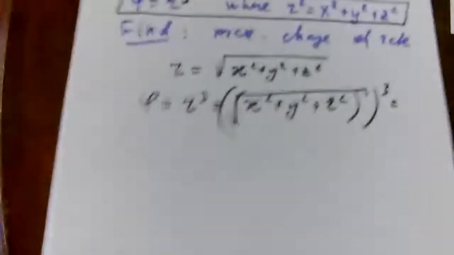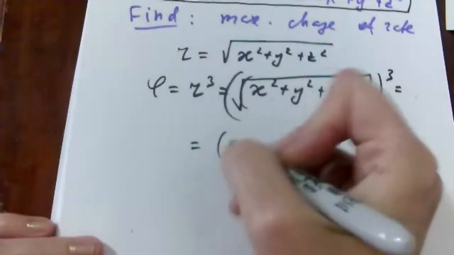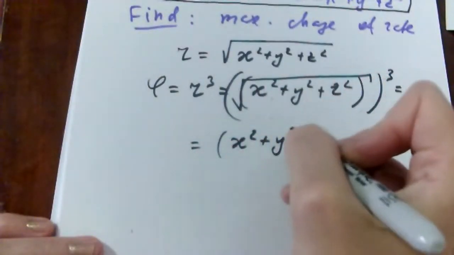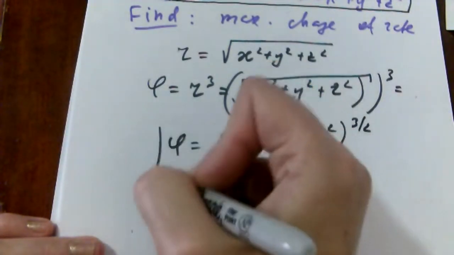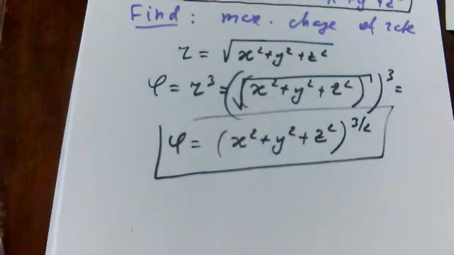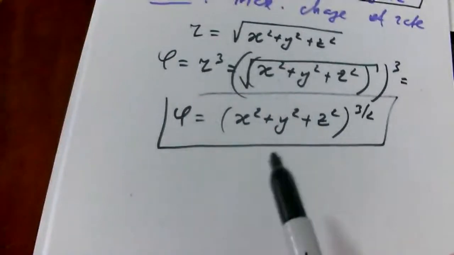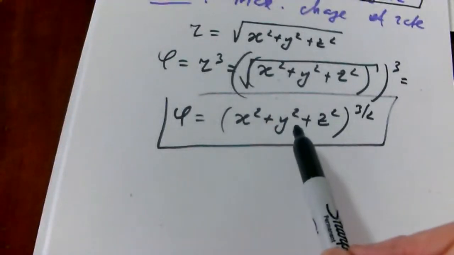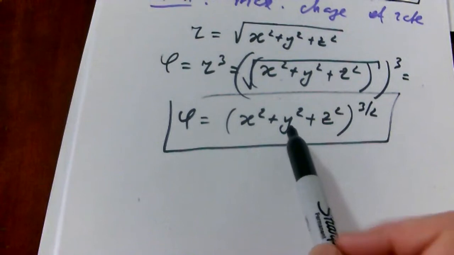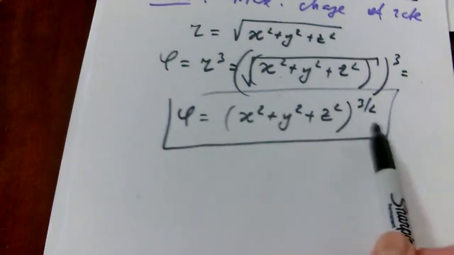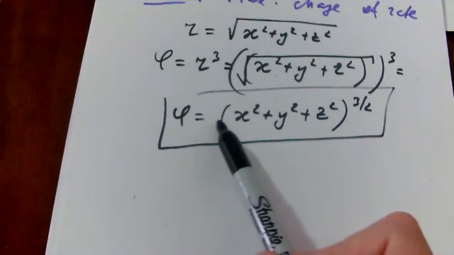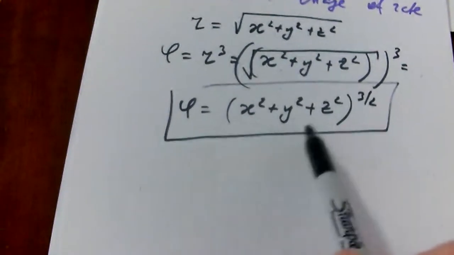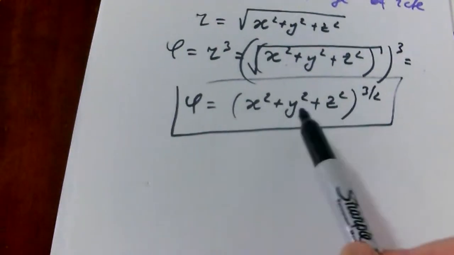We can simplify it a little bit. It will look better if we rewrite it in the power of 3 over 2. So this is our final phi. This is one of the ways to tackle this situation. I think this is the simplest way, actually. And if you're able to find derivatives using the chain rule, then you'll be okay with this method.